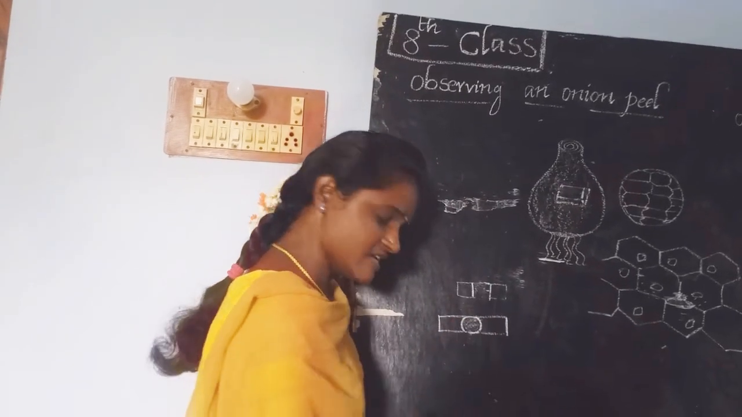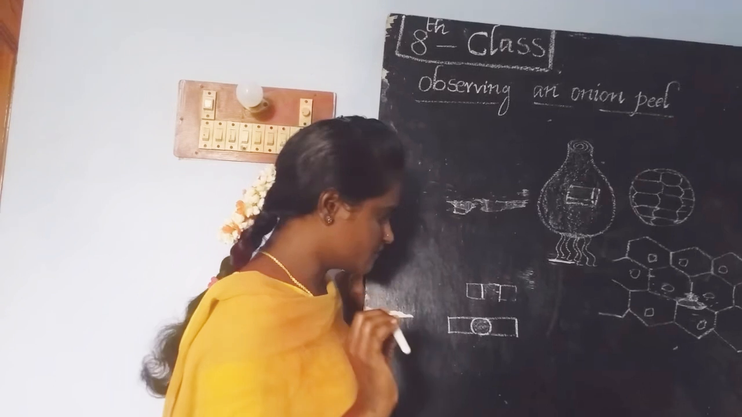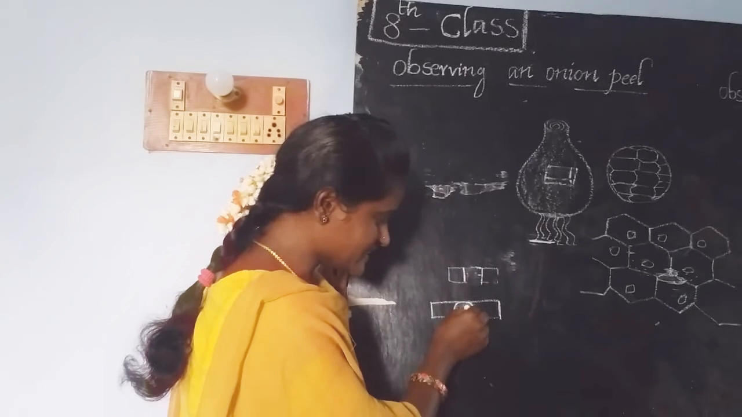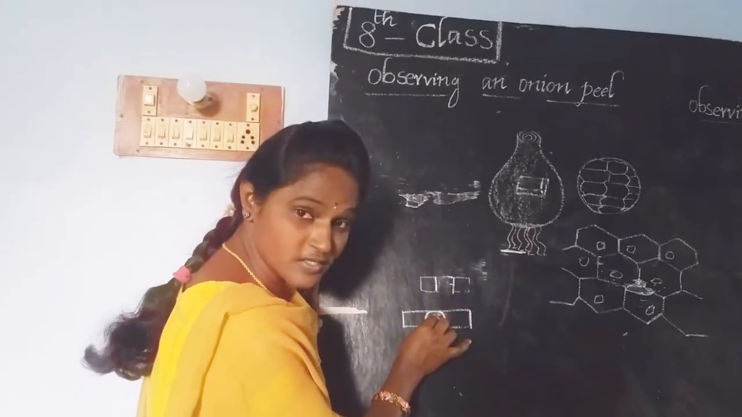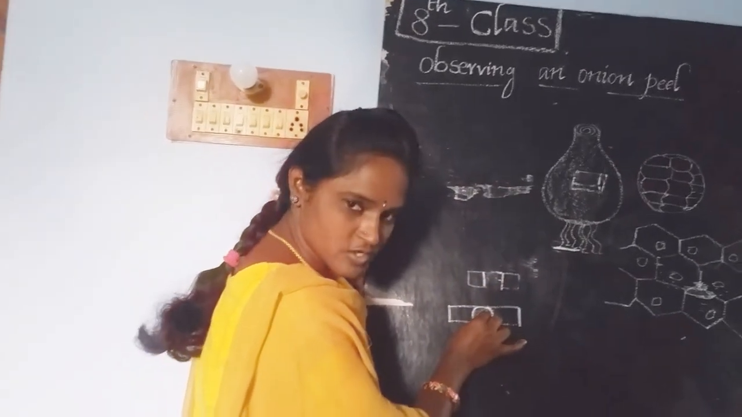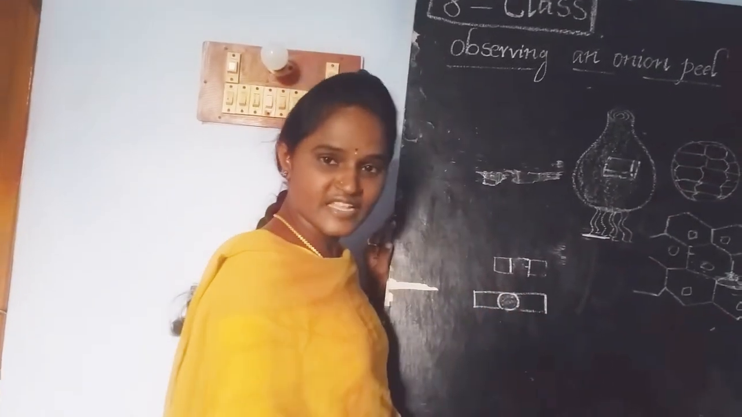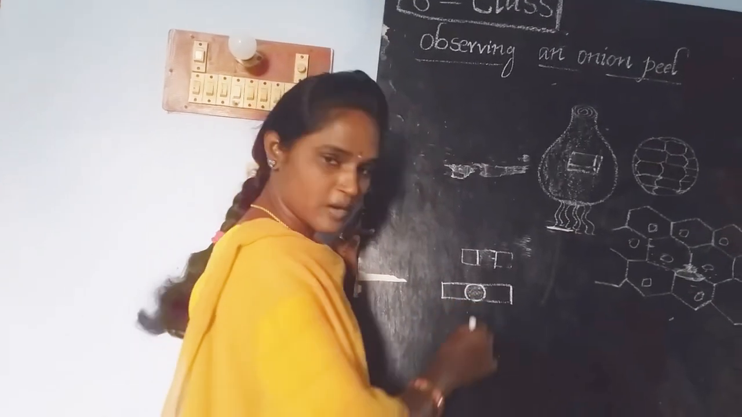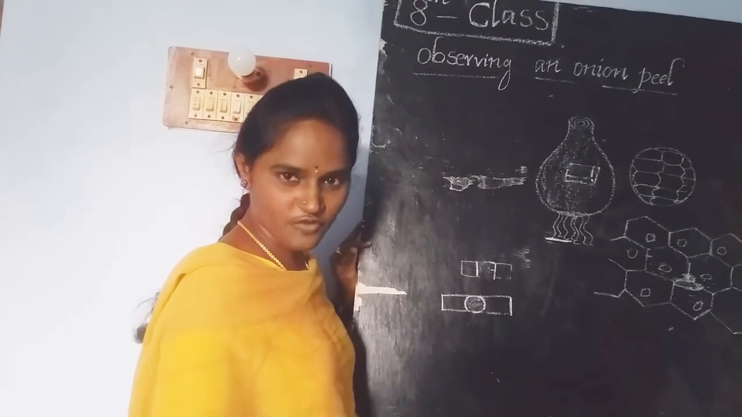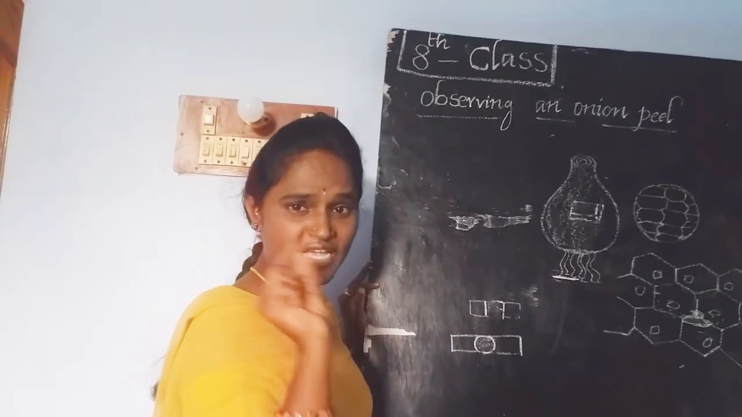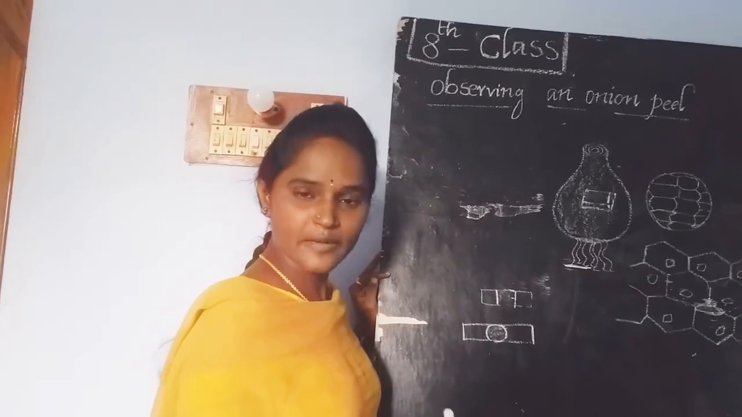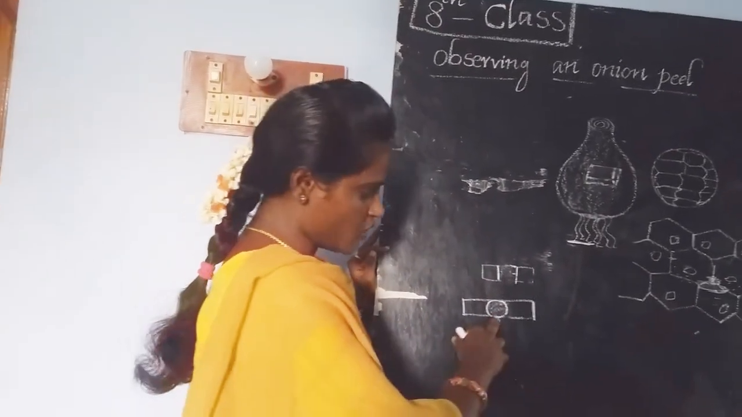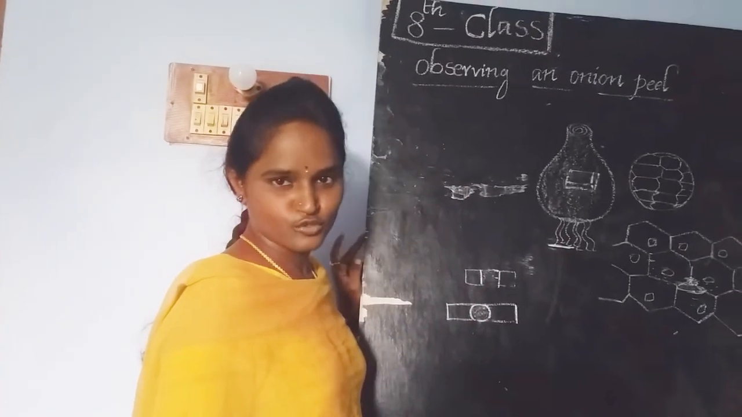While you are placing the cover slip on the onion peel, you should be very careful. You should not give any entrance to air. If we give entrance to the air, then the air bubbles disturb the vision of the onion peel. That's why you should not give any chance to form air bubbles under the cover slip. Is it clear? Now observe this under a microscope.